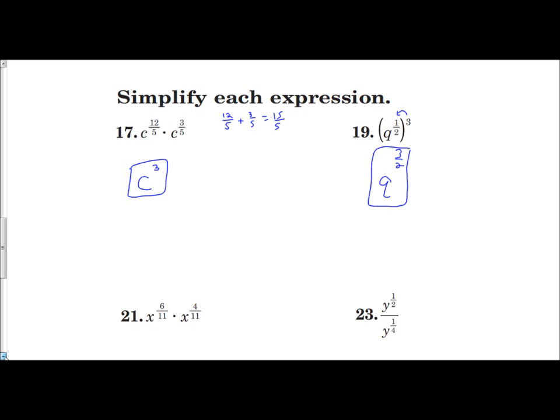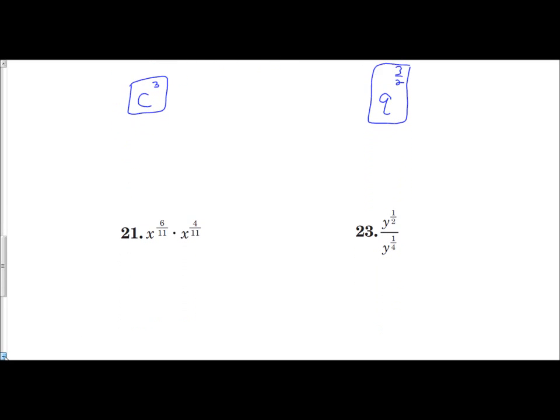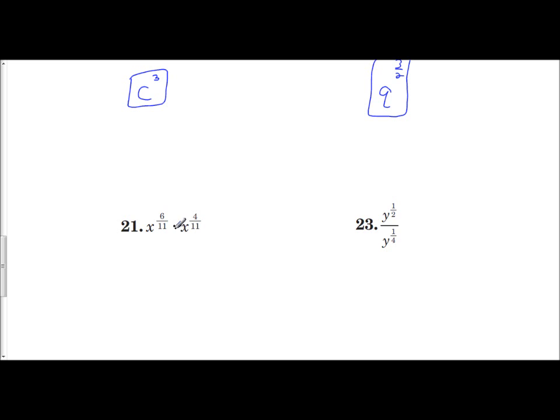21 is another example of our product rule. x to the 6/11 power times x to the 4/11 power. You have the same base of x. So you just add your exponents. 6/11 plus 4/11 is really 10/11. And so my final answer is x to the 10/11 power.